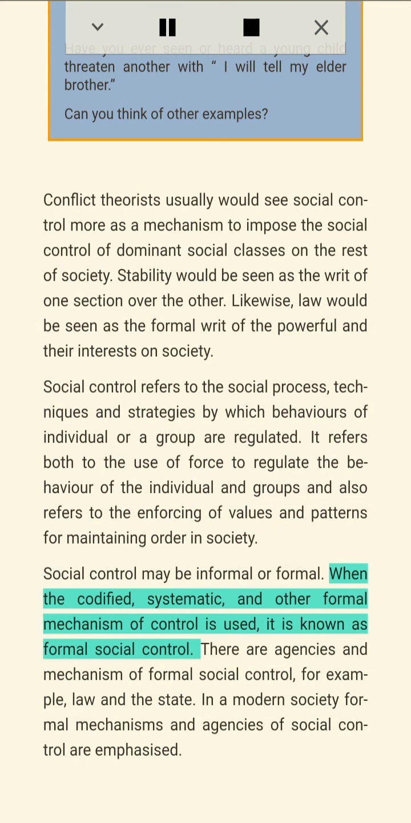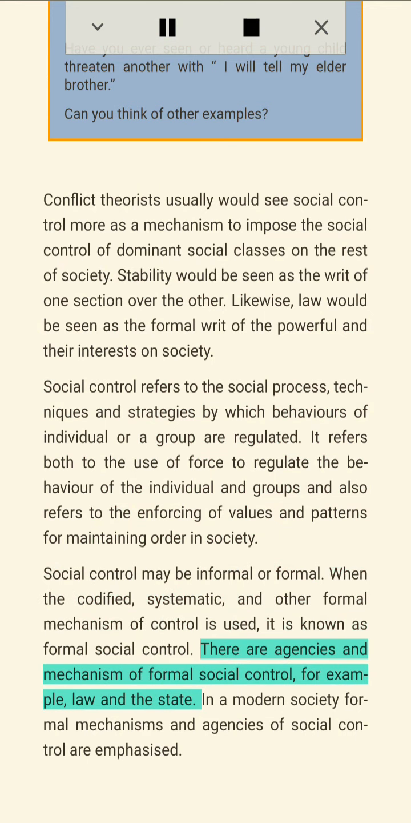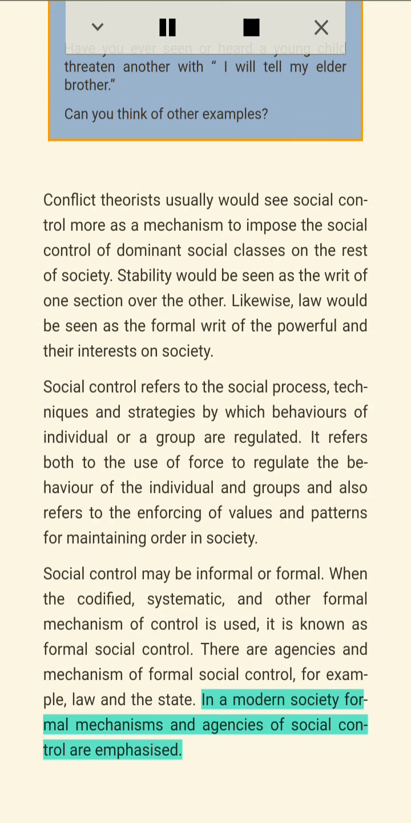Social control may be informal or formal. When the codified, systematic, and other formal mechanism of control is used, it is known as formal social control. There are agencies and mechanisms of formal social control, for example, law and the state. In a modern society, formal mechanisms and agencies of social control are emphasized.